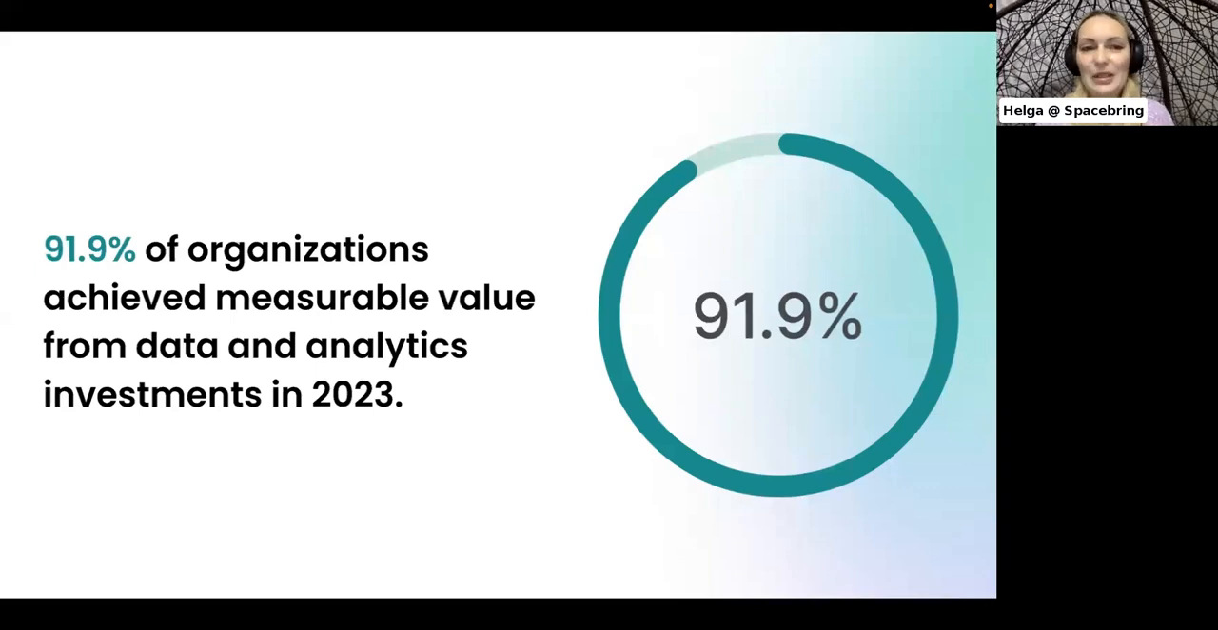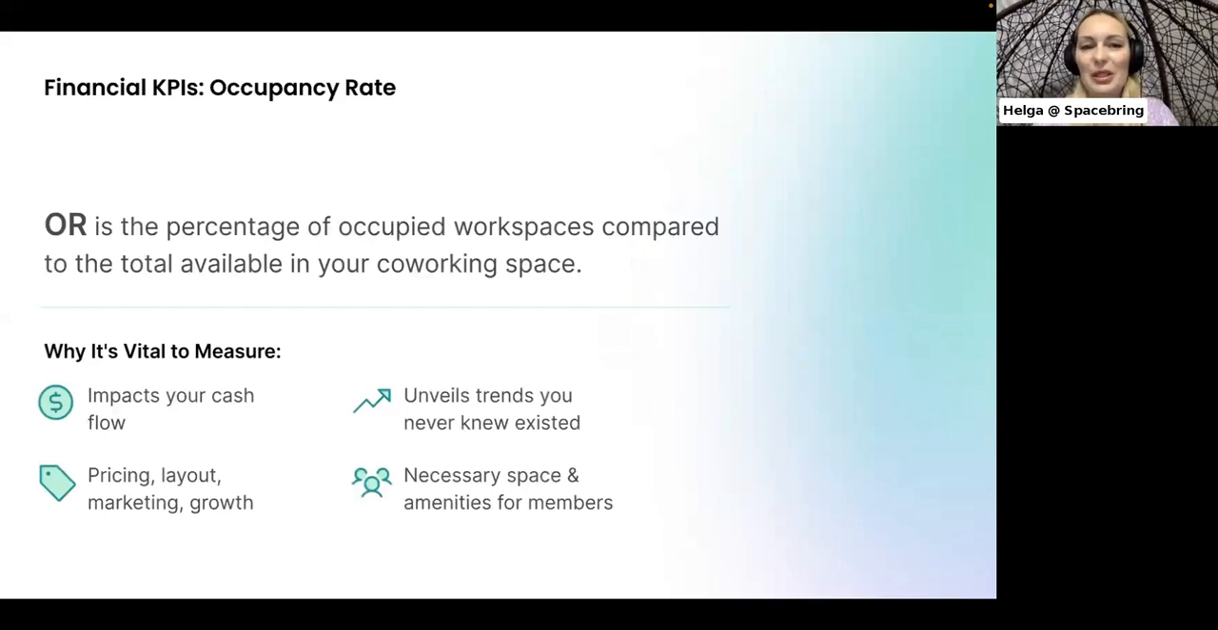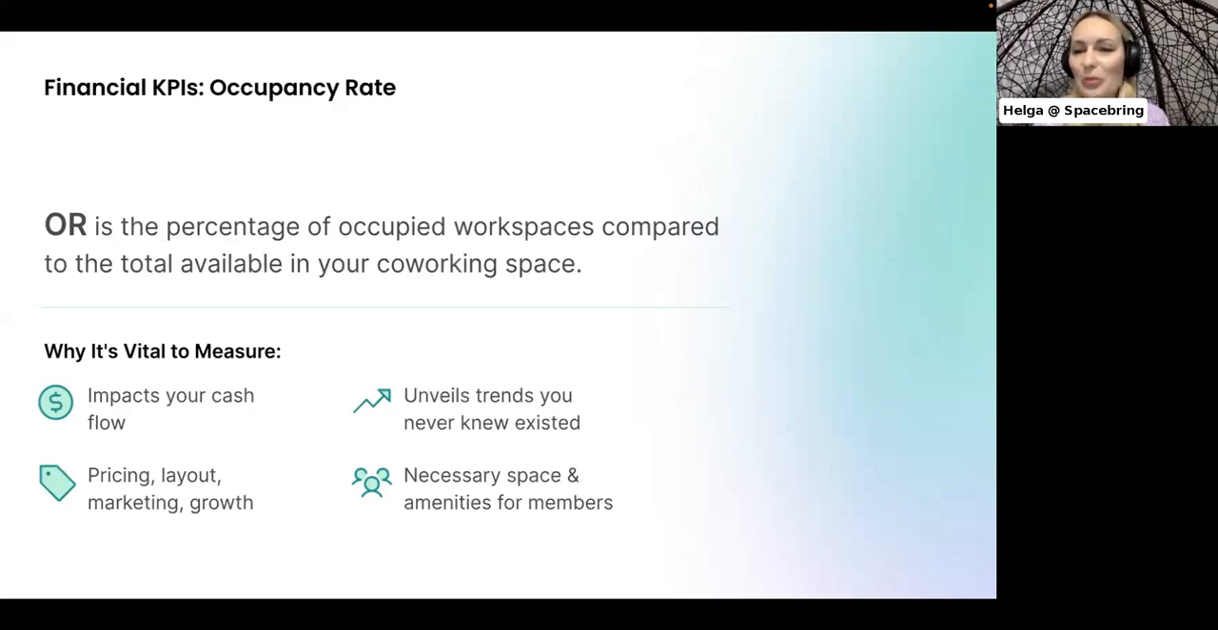And our first KPI is occupancy rate. So what exactly is the occupancy rate? In simpler terms, it's like taking a snapshot of how much of your space is buzzing with activity at any given moment. Why is keeping an eye on your occupancy rate absolutely crucial? Because it guides you through the maze of decisions on pricing, layout, marketing, and growth. And this little metric is like a kingpin of your bottom line. Nail it and you're optimizing income while keeping costs in check.